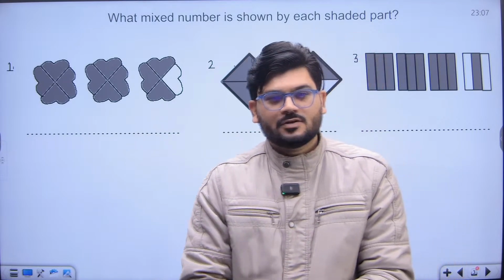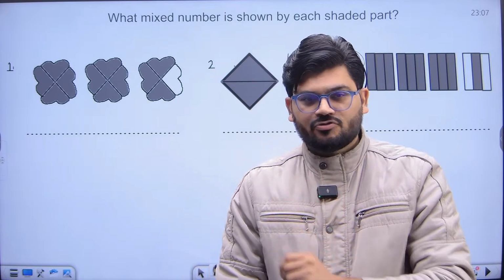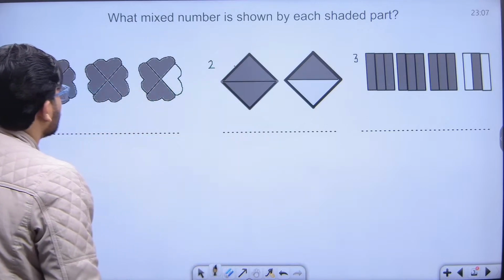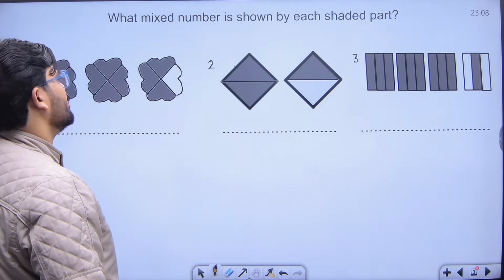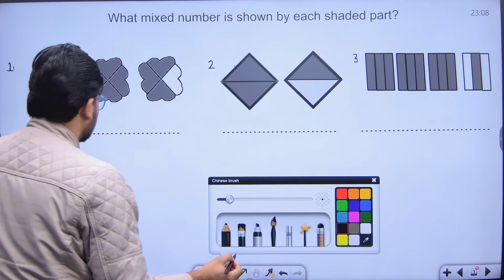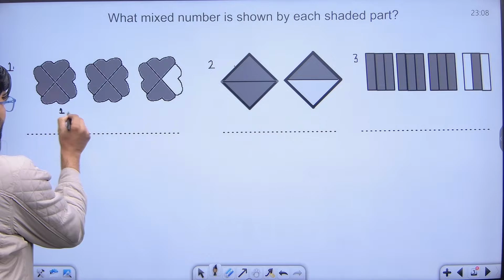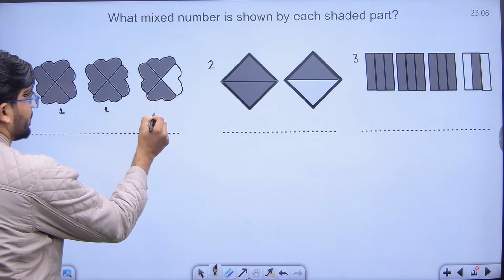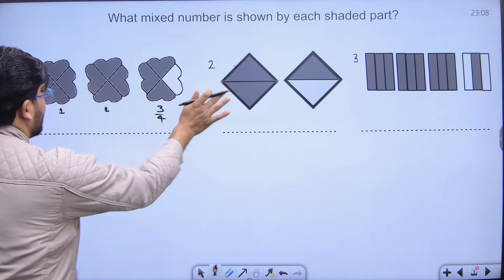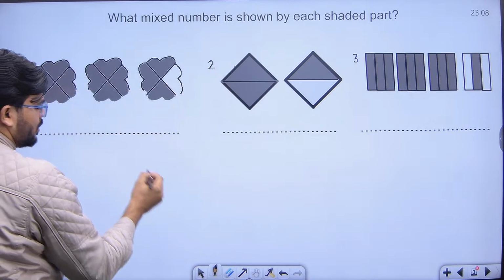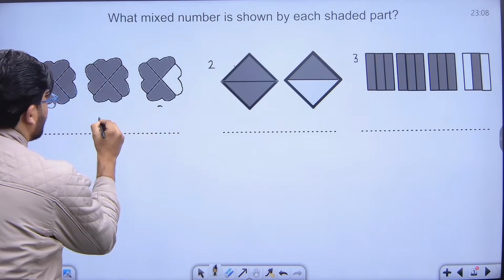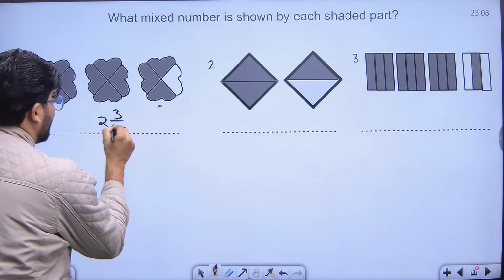So there are some basic word problems and I will tell you the trick how to solve these questions. So let's move on to the first question. The first question says, what mixed number is shown by each shaded part? Now as we can see, this is 1, again this is 1, and this is 3/4. So if I want to say all of them together, it is going to be 2 3/4.